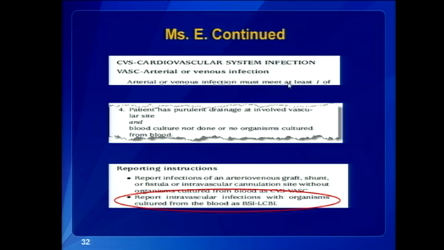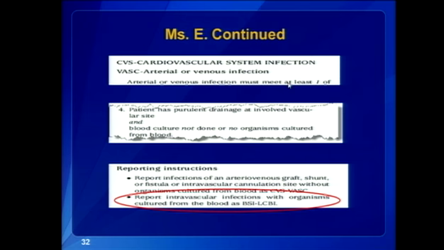I want to bring your attention to the criteria for cardiovascular system infection, which is found in Chapter 17 of the NHSN manual. This patient meets criteria 4, which says the patient has purulent drainage at the involved vascular site and the blood culture is not done or no organisms cultured from the blood. Actually, I highlight that because they don't meet that. They don't meet any of the criteria. They specifically don't meet this part of the criteria because there was a blood culture done.